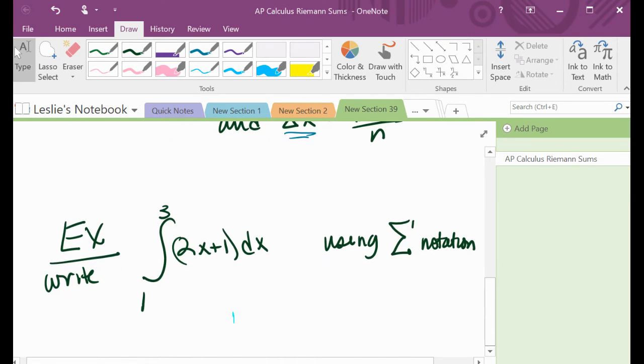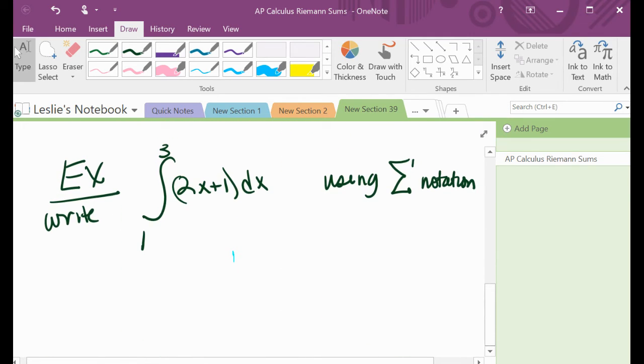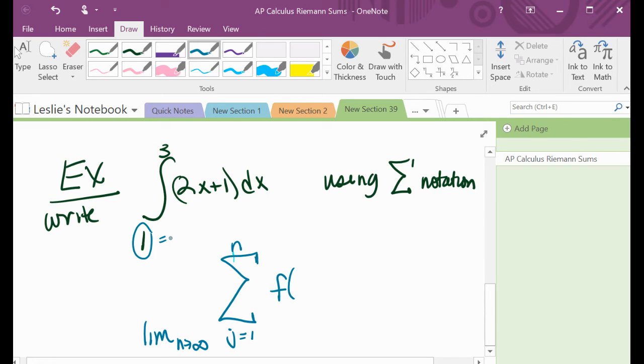All right, here we go. Here's an example. Always makes more sense when we have examples. So your directions are to rewrite this definite integral using sigma notation. So how many rectangles do we want? We want all of them. So we're always going to start out with the limit as n goes to infinity. And you can use j or k or i, it doesn't matter, but your indices need to go from 1 to n. Okay, and so we're going to do f of a, and this is a.